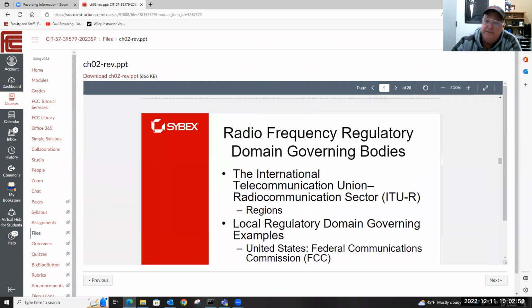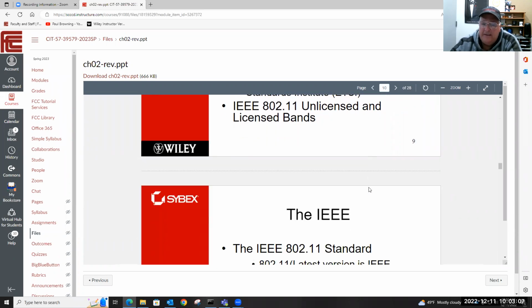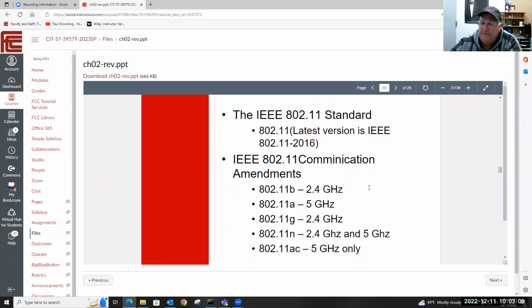Again, radio frequency, this is what this is all about. So this chapter is going to do a deep dive into radio frequency. I don't expect you to memorize every frequency category, but you should have some basic understanding of the regulatory agencies, in particular when you get into the IEEE and the 802.11 standard.